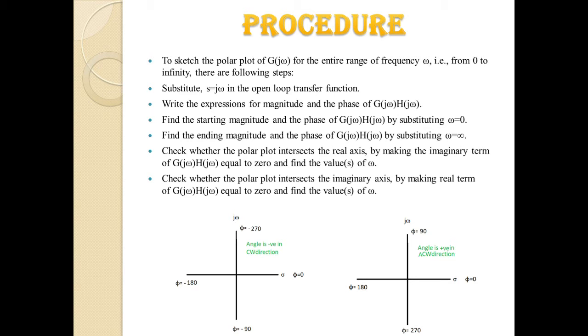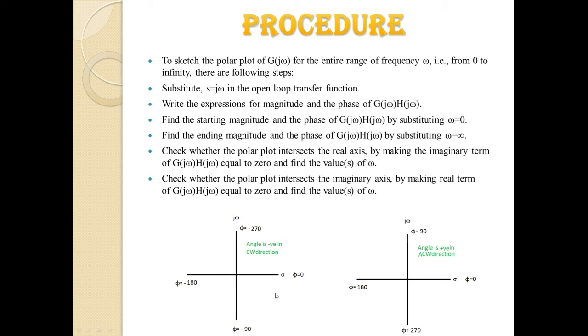In the same manner, to find the point of intersection with the imaginary axis, we need to take the real term of G(j omega) and set that term equal to 0. After that comparison, we will get the value of omega and then we can find the point of intersection with the imaginary axis. So in case of polar plot, this is the real part or the sigma axis and this one is the j omega axis, and we need to take the angle negative in the clockwise direction.